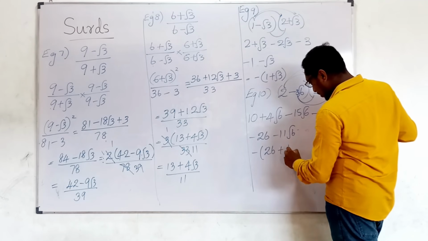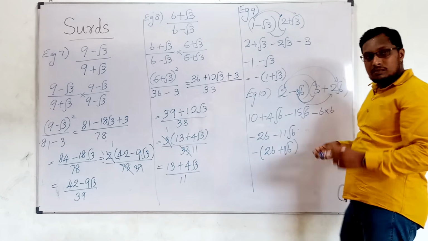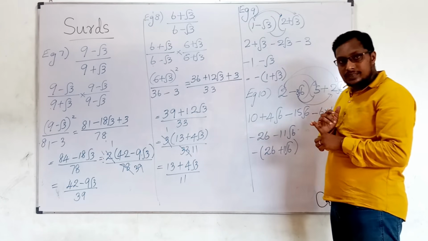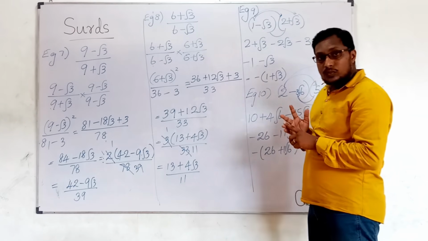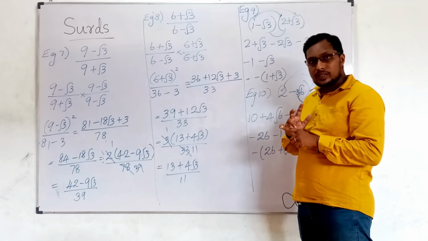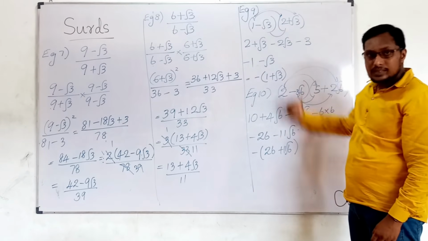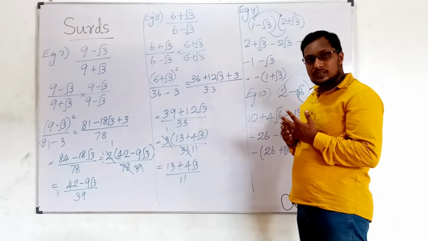So I hope now you all understand properly what surds are and how to simplify surds. Sometimes we have to rationalize the denominator, like in these examples. And sometimes we have to expand the brackets and simplify. So those are the simplifications involving surds.